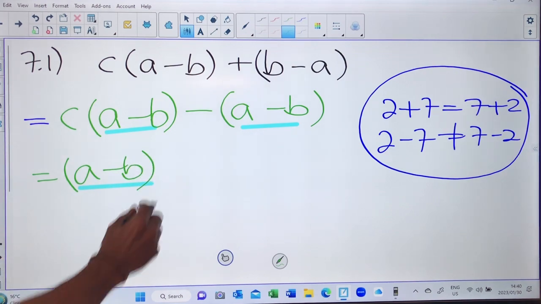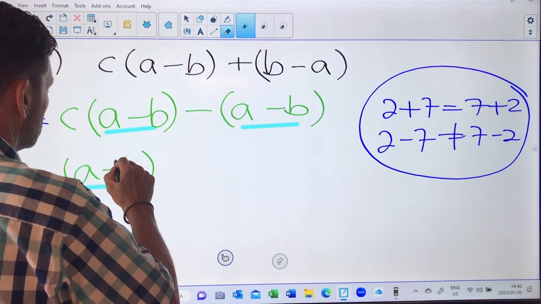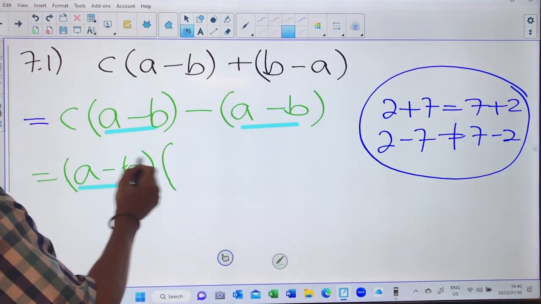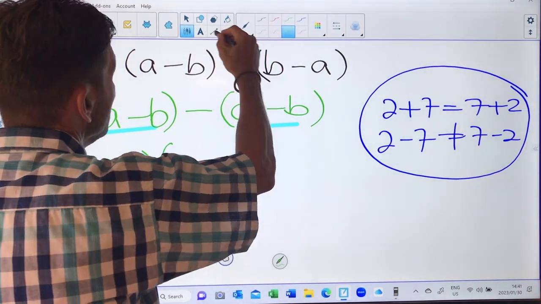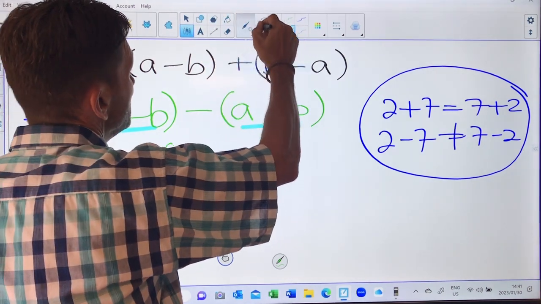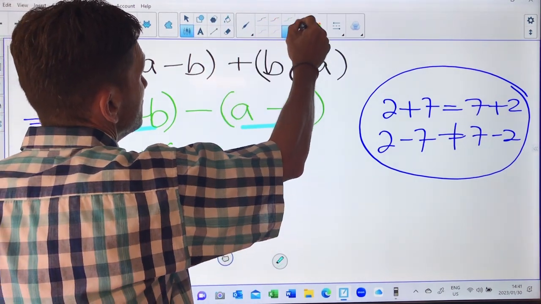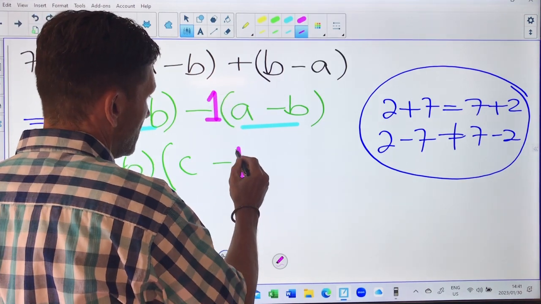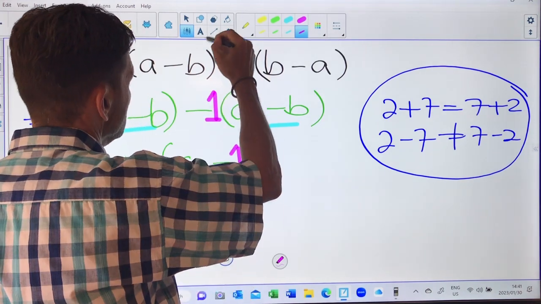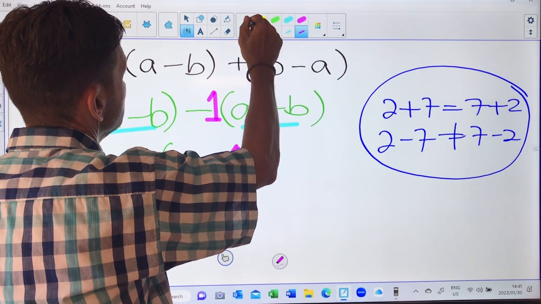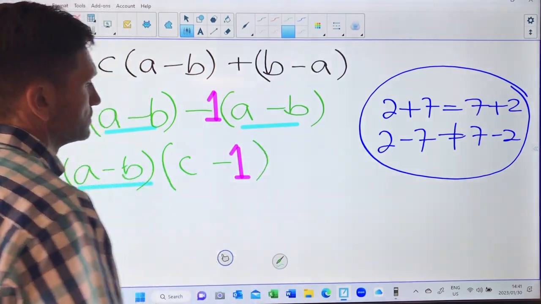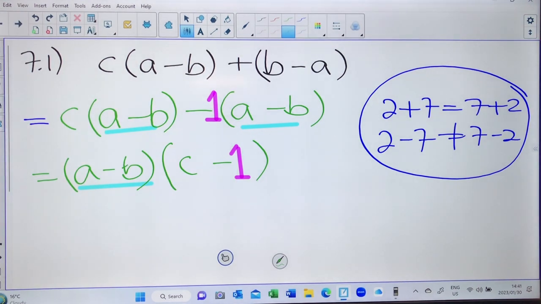So there's my common factor, a minus b. What is left? There's a c left, minus, and then, this is something that we tend to overlook. There's a 1 in front here, or really a minus 1, and that minus 1 goes into this bracket. And now that is factorized.